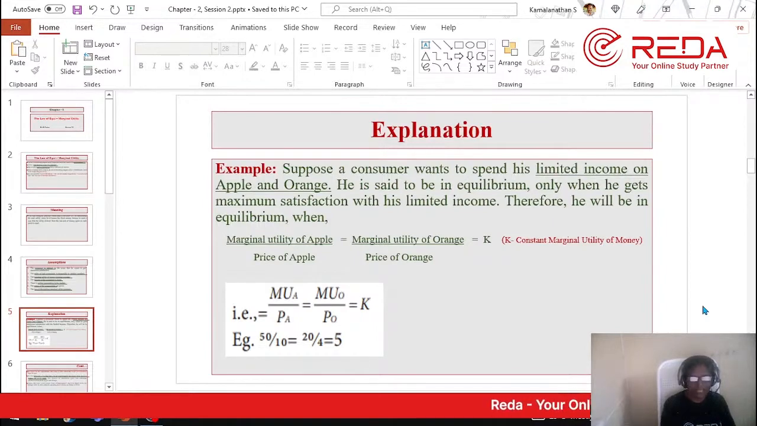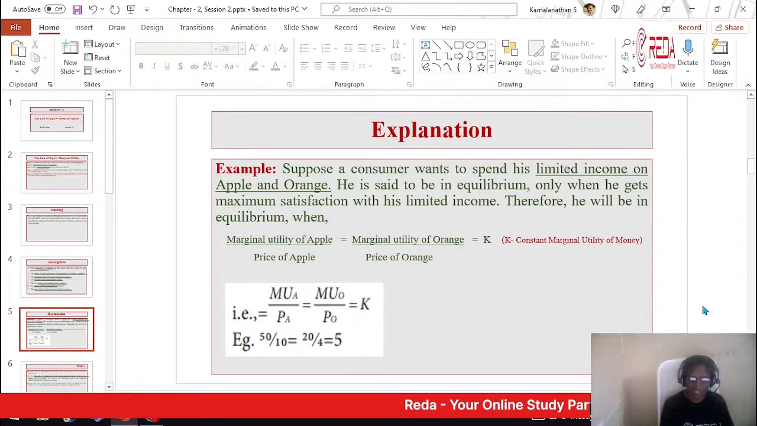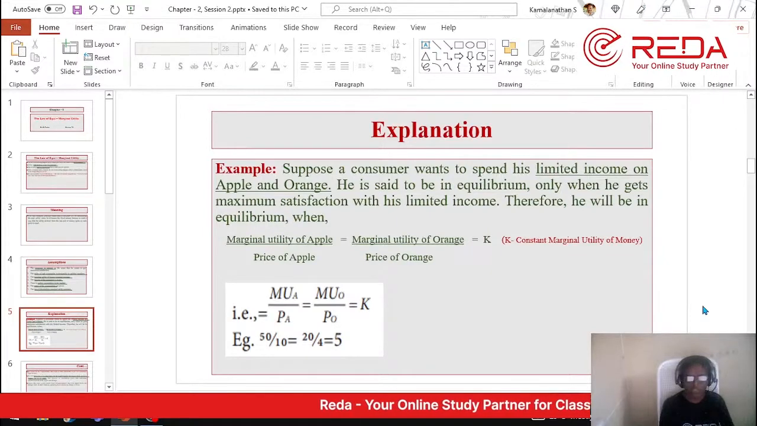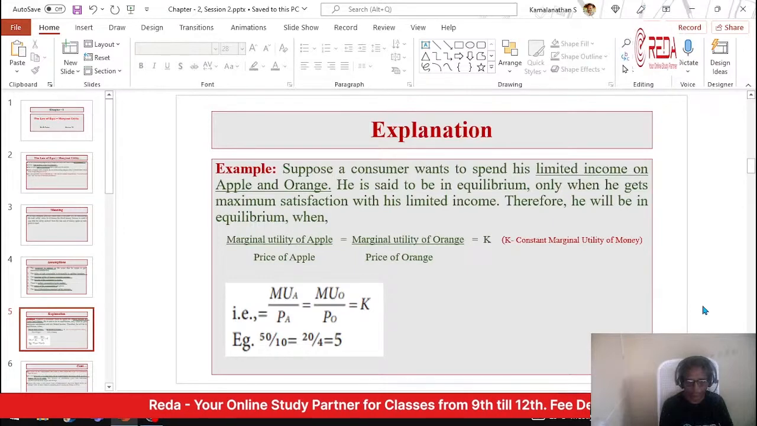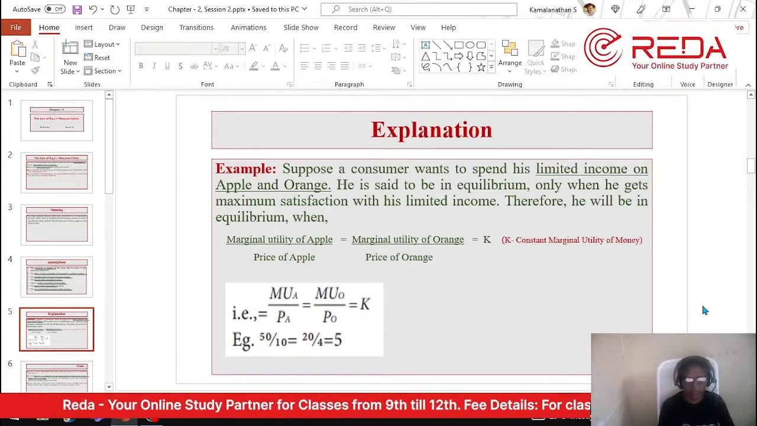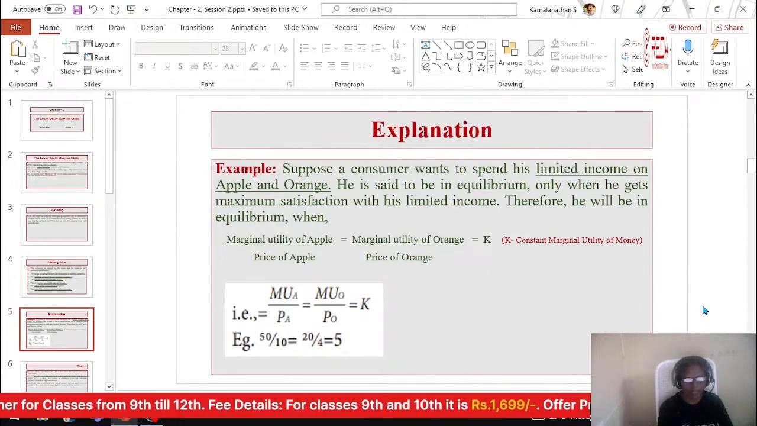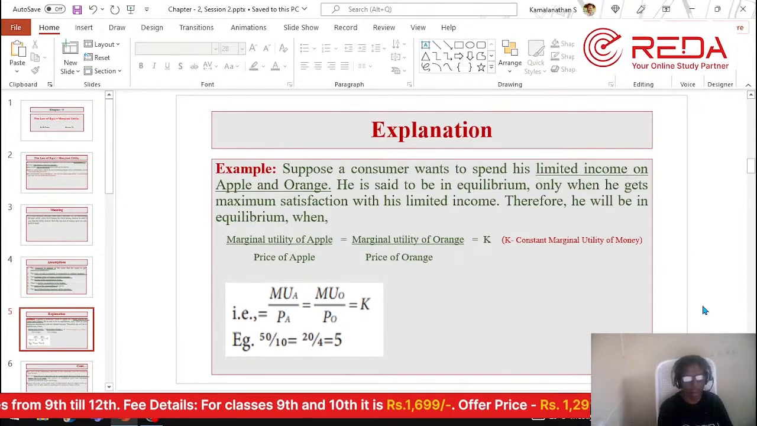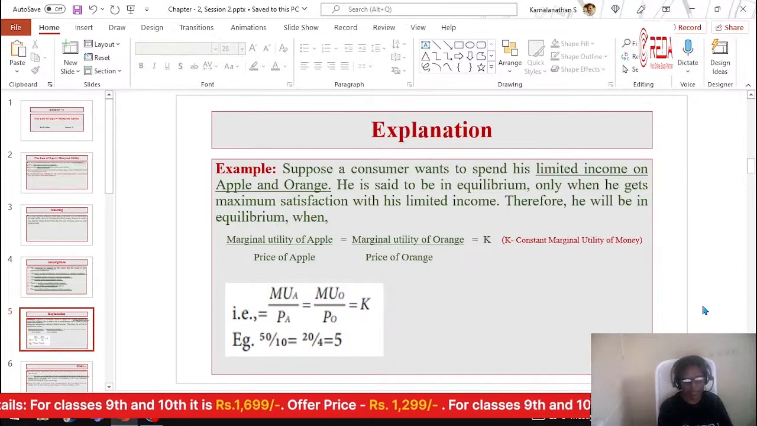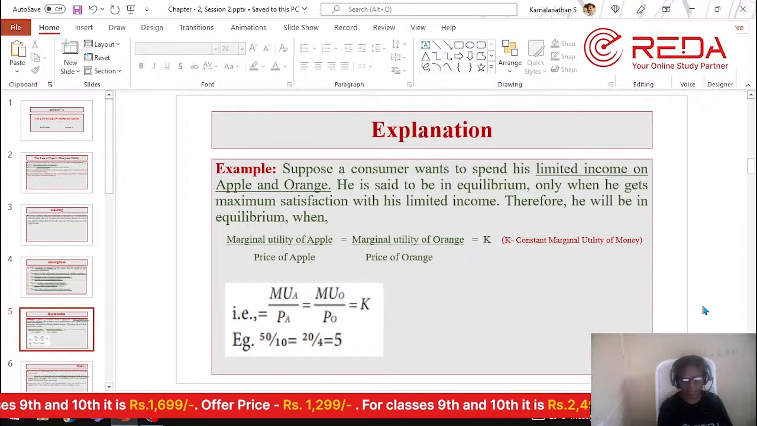Then only there will be an equal level of satisfaction of a consumer, which we call the constant marginal utility of money. So in mathematical terms, this concept can be written as MUA divided by PA is equal to MUO divided by PO is equal to K.